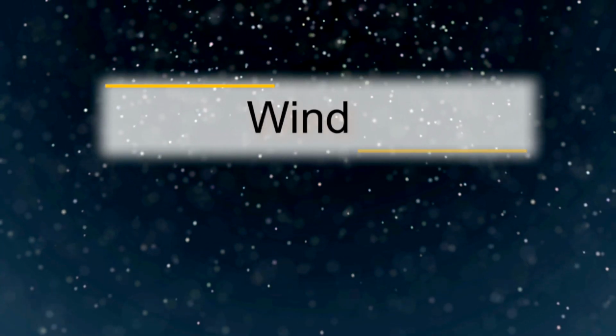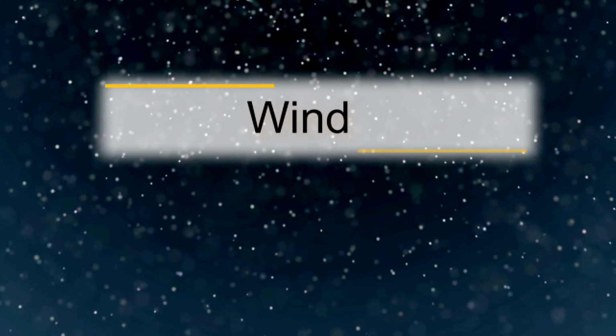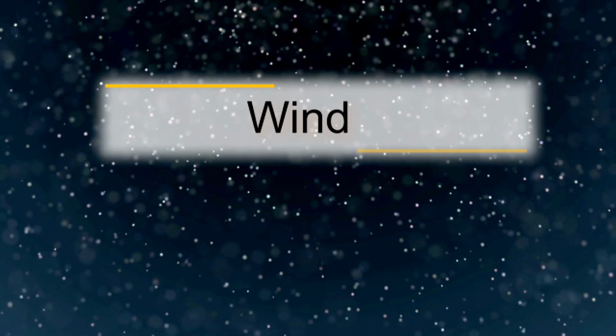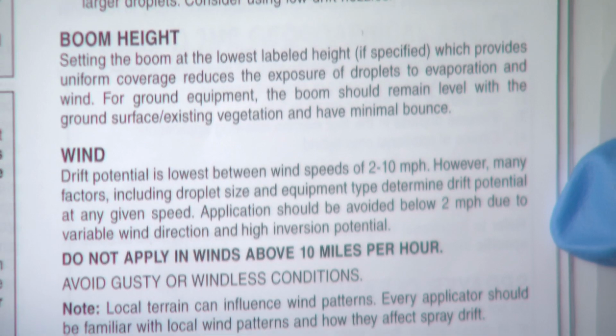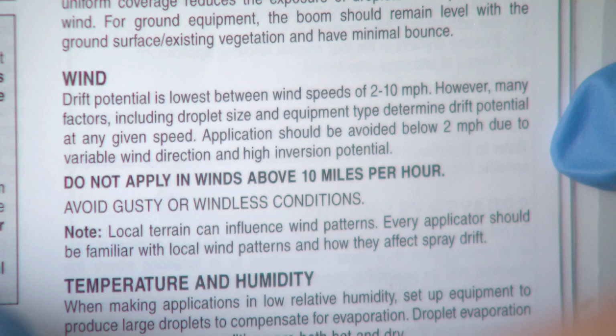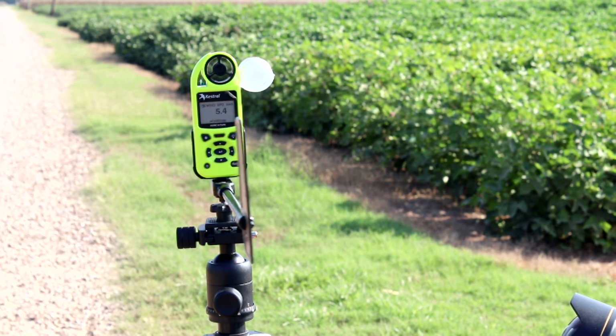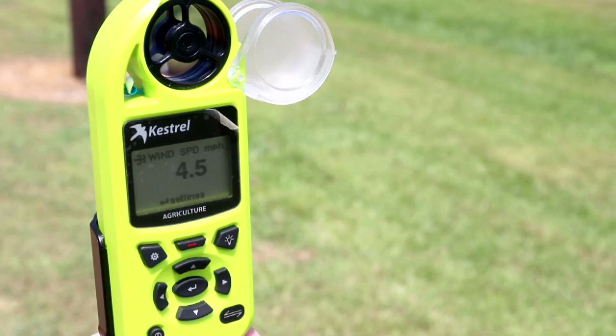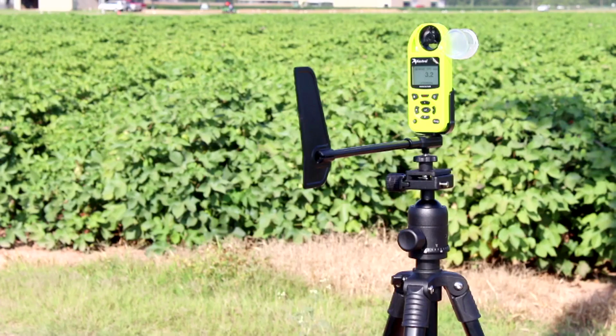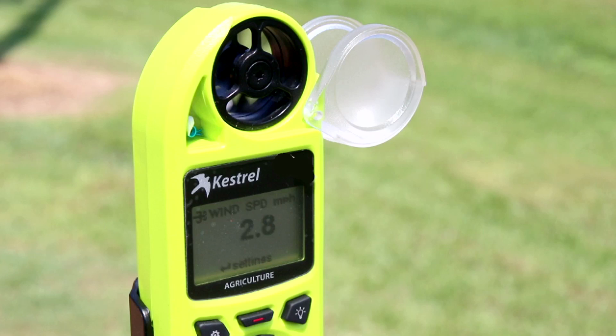Let's look at weather factors that may impact your application. The most common cause of spray drift is wind. Pay attention to both wind speed and direction. Refer to the pesticide label for application wind speed restrictions. If the pesticide label is not specific, it is recommended that applications be made when wind speeds are between 3 and 10 miles per hour. Wind speeds of less than 3 miles per hour aren't necessarily ideal because conditions are favorable for temperature inversions.